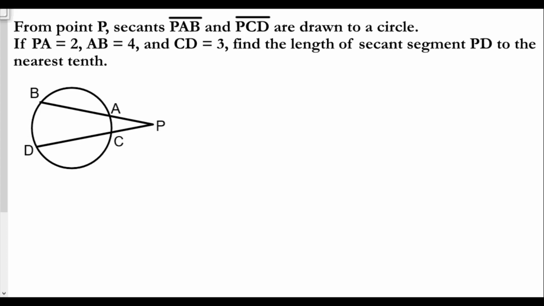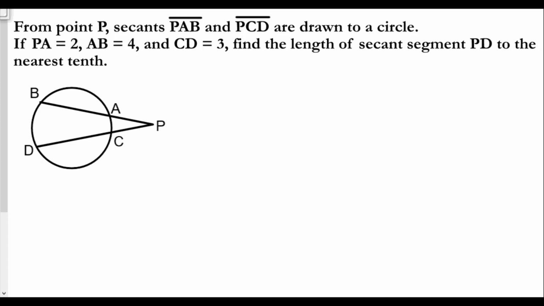And so from point P, secants PAB and PCD are drawn to a circle. If PA equals 2, AB equals 4, CD equals 3, find the length of secant segment PD to the nearest tenth. Okay, so nearest tenth usually means that there could be a situation where the number will not be nice. Maybe a radical involved and we have to simplify that. So we'll see. Let's take a look.